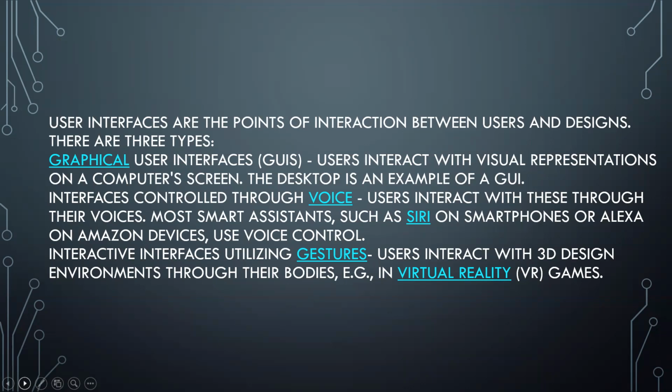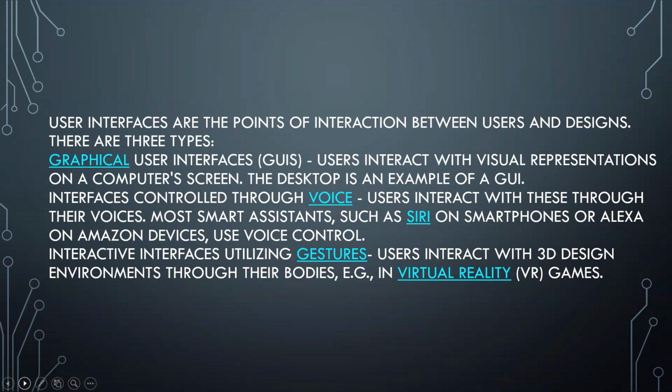Next one is the interface controlled through voice. Users interact with this through their voices. Smart assistants nowadays have become a very important resource in many places, such as Siri on smartphones or Alexa on Amazon devices, which are voice controlled, that is, voice activated. The input is given in the form of audio, and whenever we give input to Alexa or Siri, it replies back to us through audio. So in this way, it is more efficient for the users to use it.